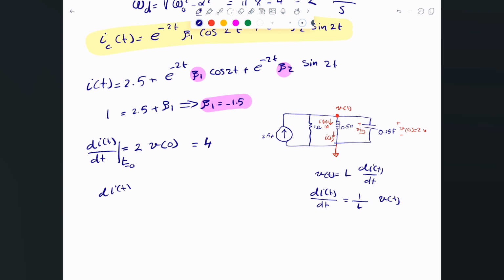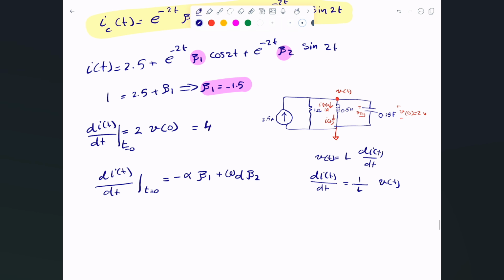di of t divided by dt at t equals 0 is simply, for that particular solution, negative alpha beta 1 plus omega d beta 2. So what do we have? We have this to be 4. Do we know the alpha? We know it's 2. Beta 1, do we know beta 1? Yes, negative 1.5. Do we know omega d? Yes, it's 2, and that's beta 2. That means beta 2 is simply 0.5.